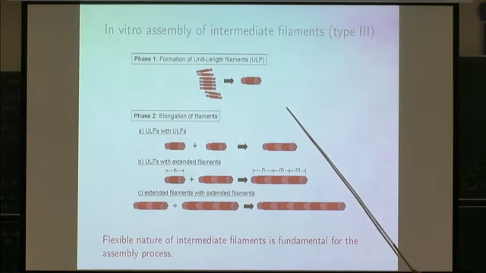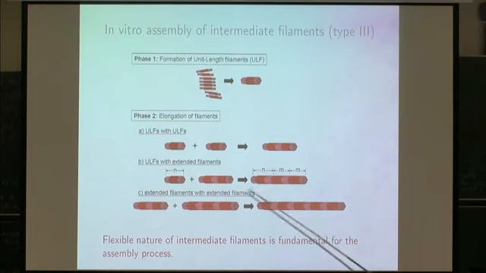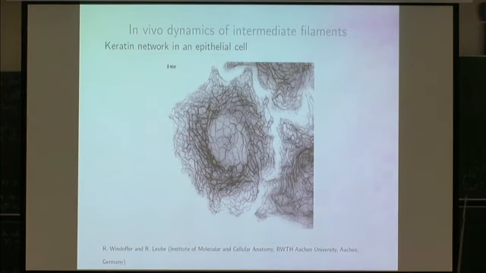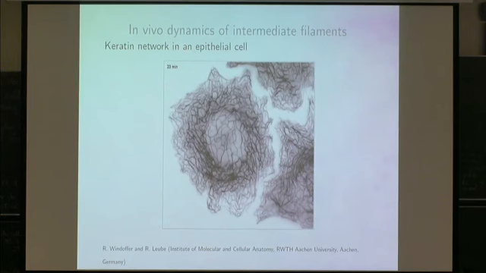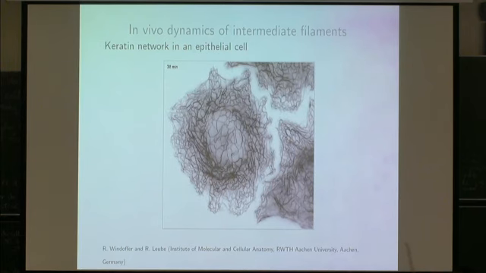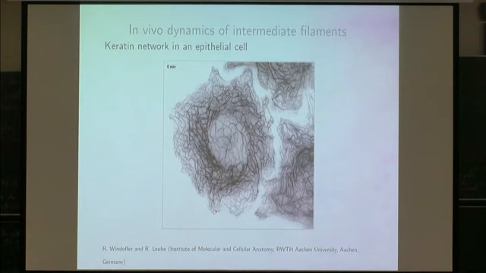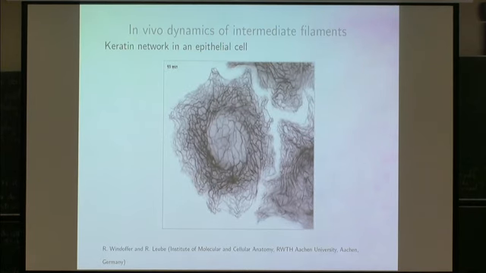So first, at the beginning, lateral aggregation, formation of the ULF, and after ULF, filament, filament, filament, and we have an important role of the flexible nature of the intermediate filament in the process of assembly. Now, if we look at something more complicated, as shown by Rudolf yesterday, if we want to play in vivo, now in the cell, it's going to be more complicated.